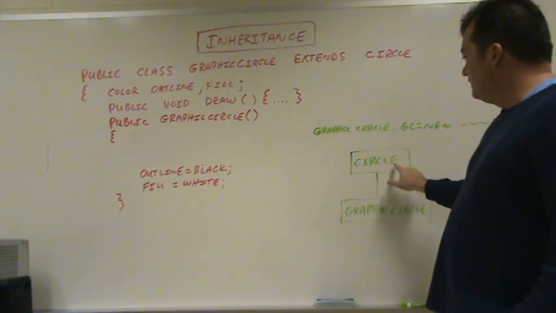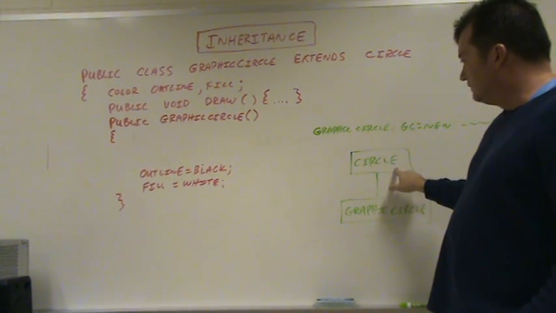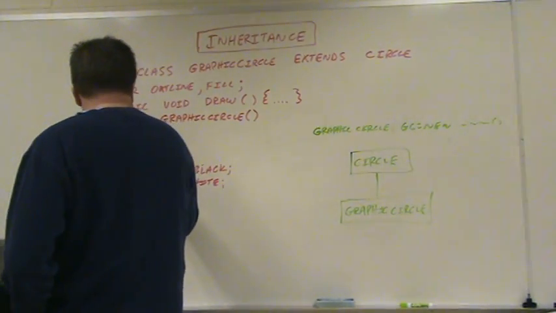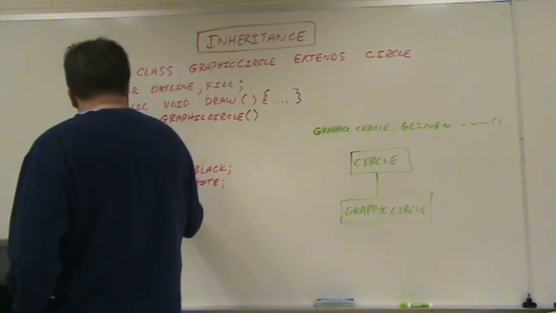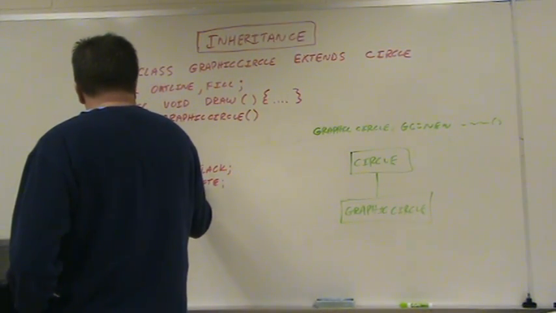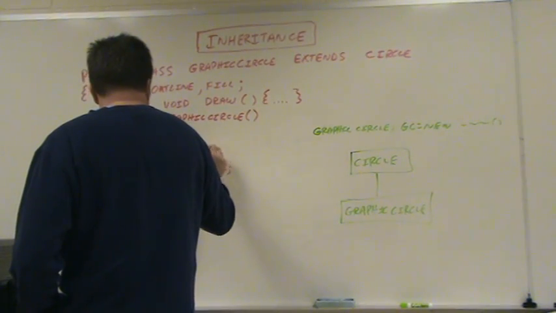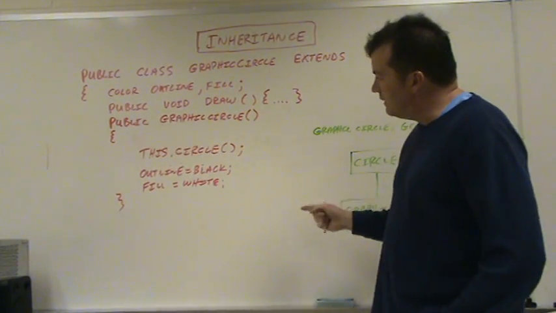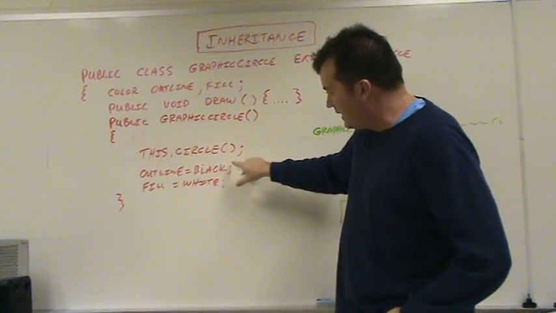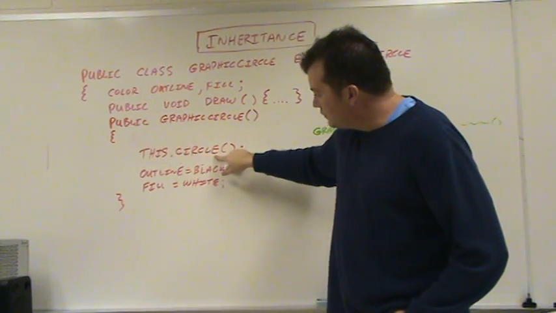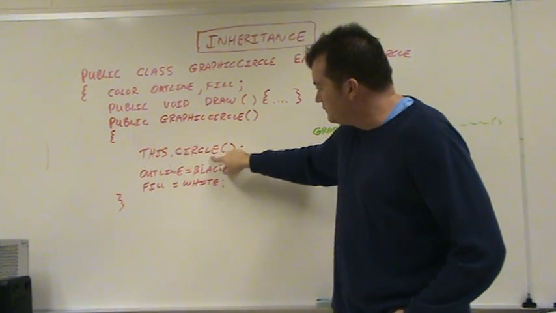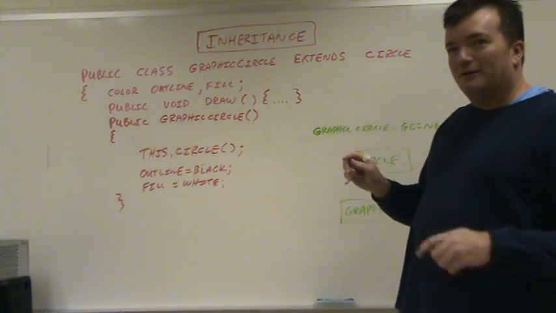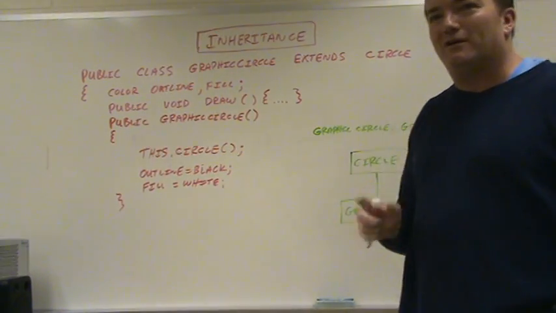Could we now explicitly call the constructor of circle by calling it by name? In other words, could we do this? Actually, the way you originally said it was this.circle with no parameters. This kind of gets the idea across of what we're trying to do. We're trying to take the object we are now in the process of creating, calling its circle method with no parameters. And circle we inherited from the circle class. So this wouldn't compile, but this is the idea of what we're trying to do.